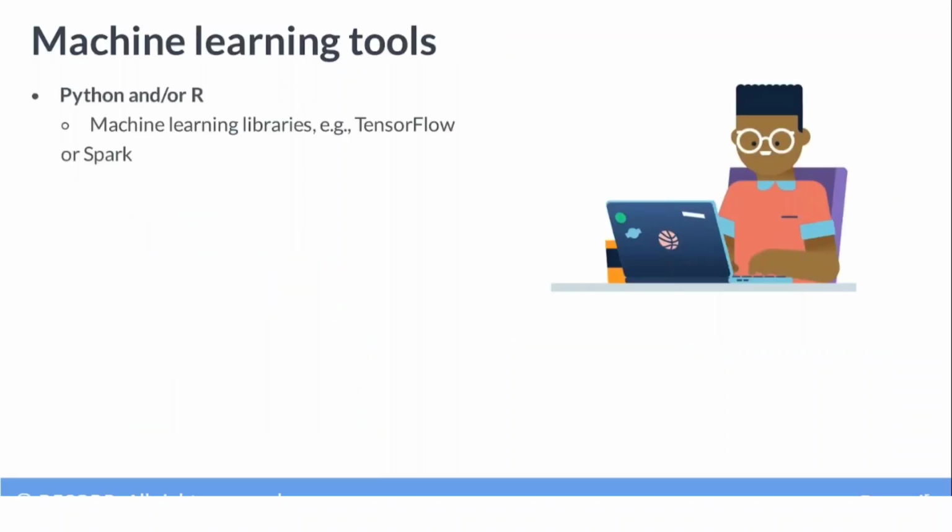So basically, machine learning scientists use either Python or R to create their predictive models. And within these languages, they use popular machine learning libraries such as TensorFlow to run powerful deep learning algorithms.